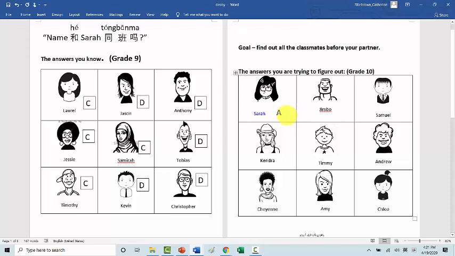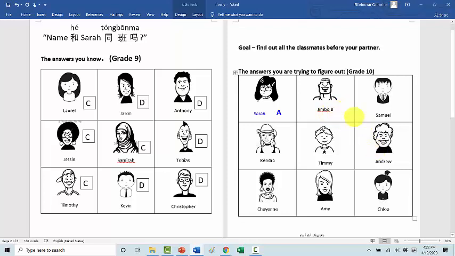Your goal is to find out all the classmates for grade 10 before your partner finds out all the classmates for grade 9. So the way you're going to play is, to start with, you'll only know one person's class. You're going to ask, Jimbo 和 Sarah 同班吗? If your partner says 是的, then they are 同班 classmates, and so Jimbo must be in class A. If your partner says 不是, they are not classmates, so Jimbo must be in class B.